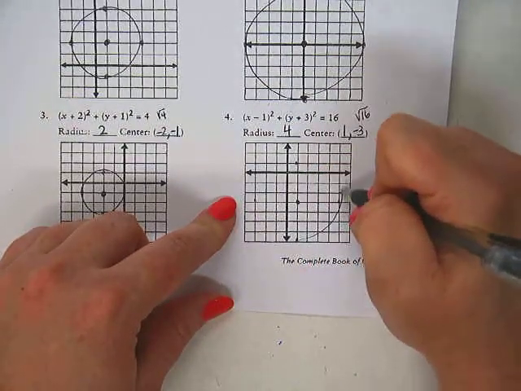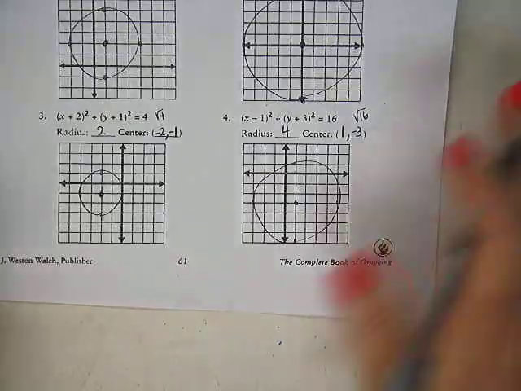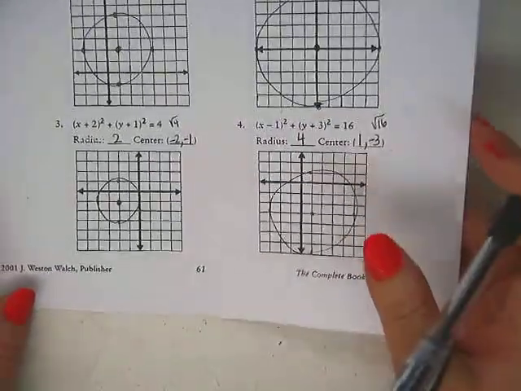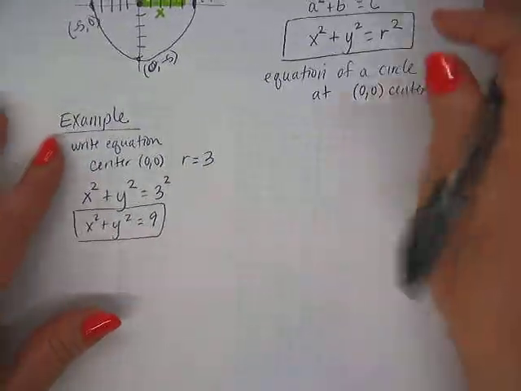Okay, so then we go 4 in every direction, and we sketch in the circle. Do we get this? Yeah. Okay, I have one more example for you. I know you think we're done, but we're not.